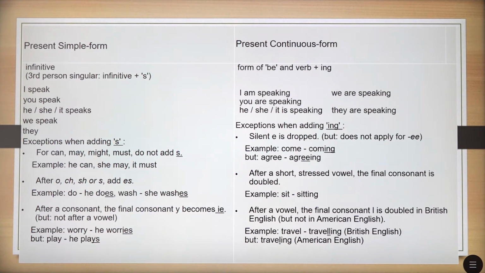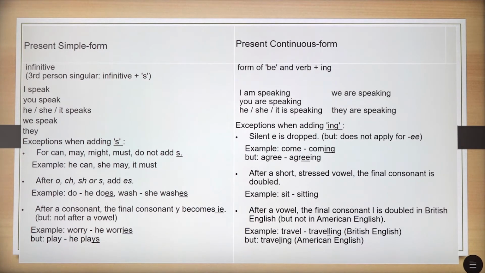We speak, they speak. The exceptions when we add s at the end of the verb in present simple: there are verbs, modal verbs, that don't change and don't take s in the third person. For example, the verbs can, may, might, must do not take s. He can, she may, it must, so it doesn't change.